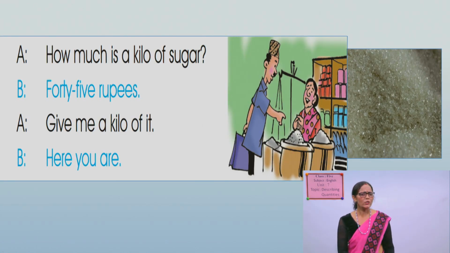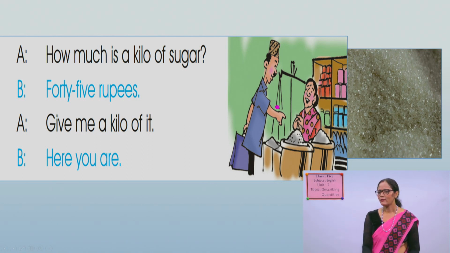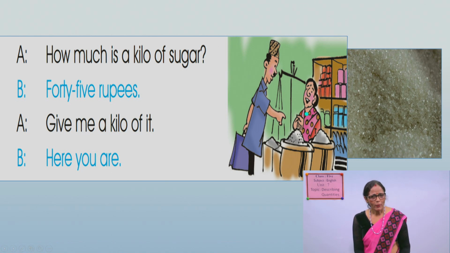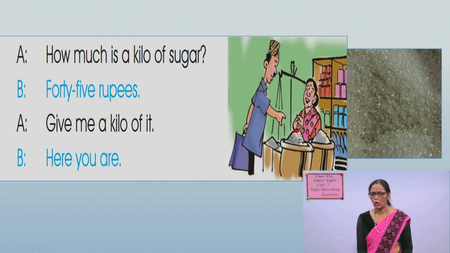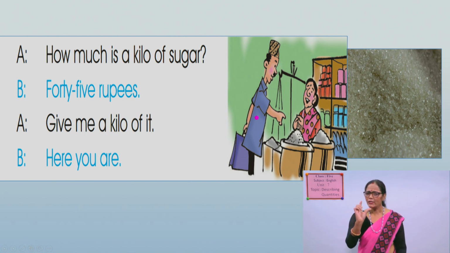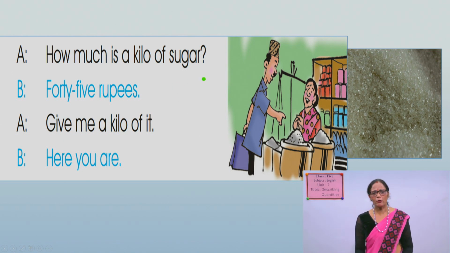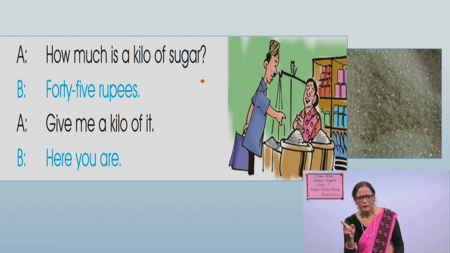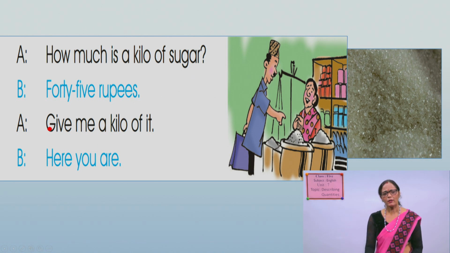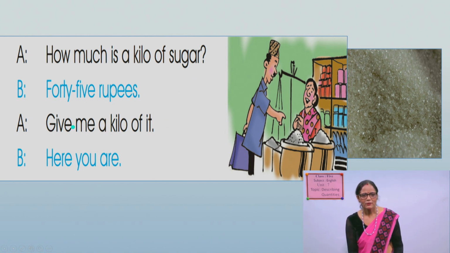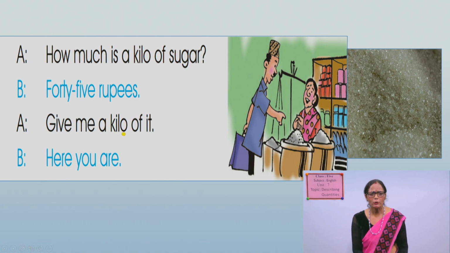Again, who is the shopkeeper here? Very good. The woman is the shopkeeper and the man has gone to the shop to buy some sugar. At first, he asks for the price of sugar because he might have little money. How much is a kilo of sugar? How much? Yes, 45 rupees. Then how much does he want? He wants just a kilo of sugar.